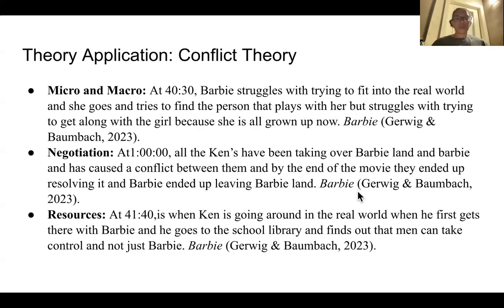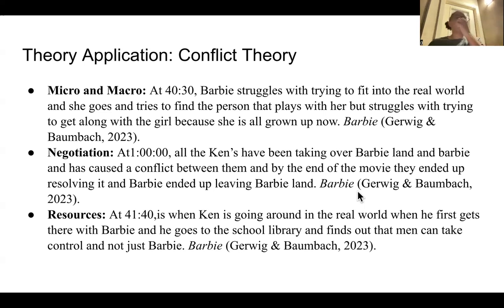For micro and macro, my example was when Barbie was struggling to fit in the world. She went to the real world to find her owner, and she was struggling to get along with, I think her name is Sasha, the little girl she thought she played with, but it really turned out to be the mom in the movie. And then for negotiation, Ken was taking over Barbie Land, and he and Barbie were negotiating back and forth about it, and Barbie ended up giving up. And then at the end of the movie, they ended up resolving it.